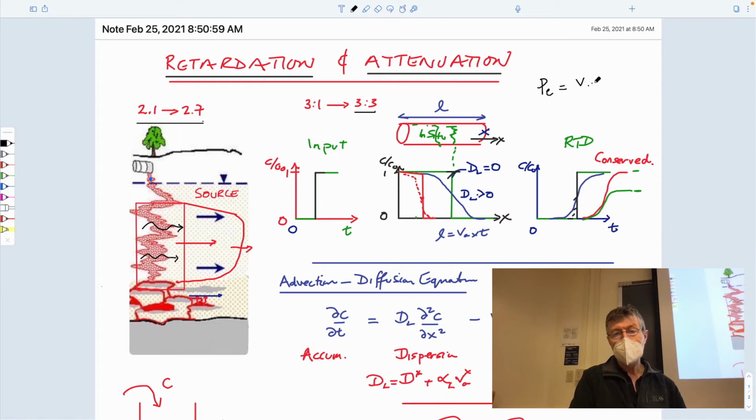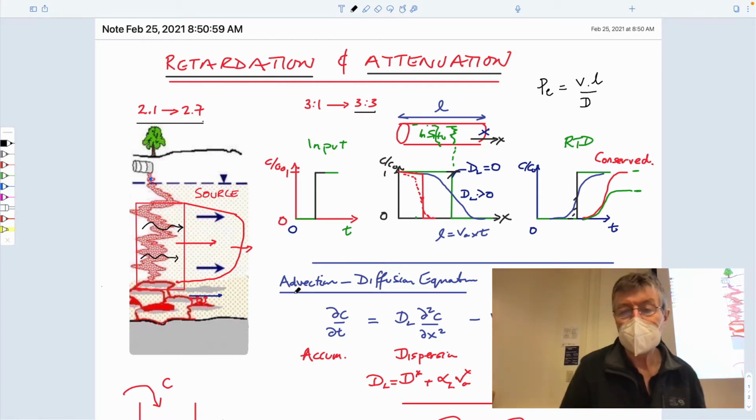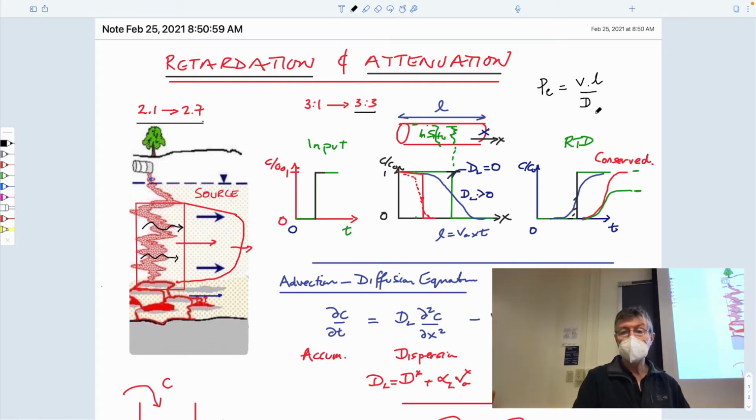velocity times length over dispersion, longitudinal dispersion, I hope, VL over D, yeah. And so as this dispersion coefficient gets larger, then it changes from being plug flow to being this graded curve at the front. And we explained this in terms of fingering occurring at the front.